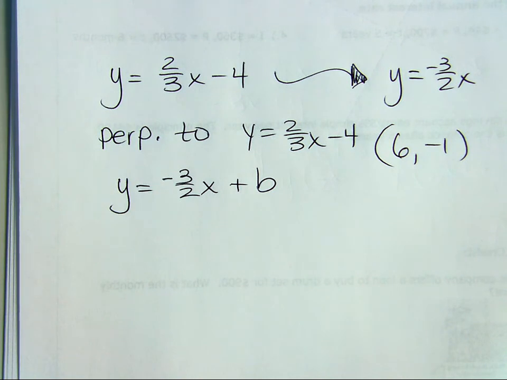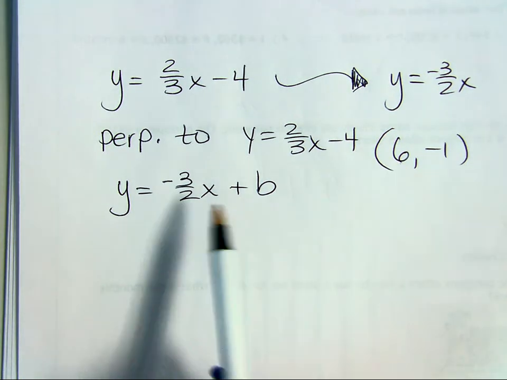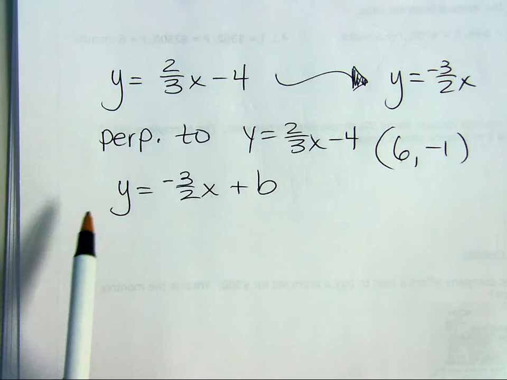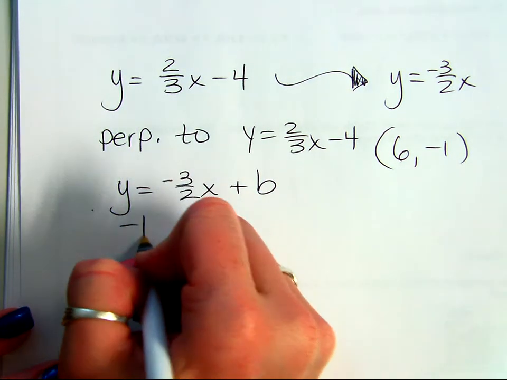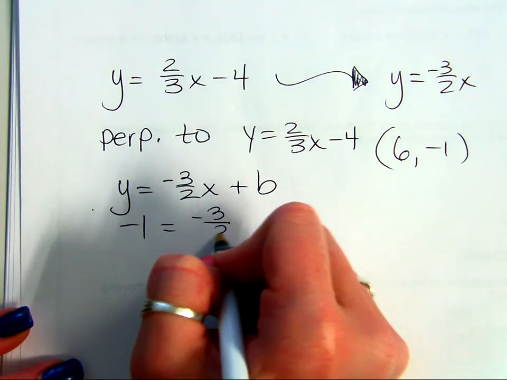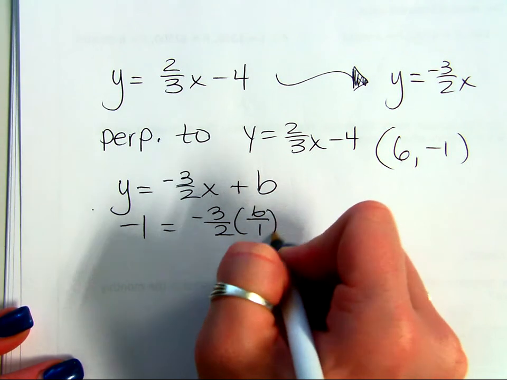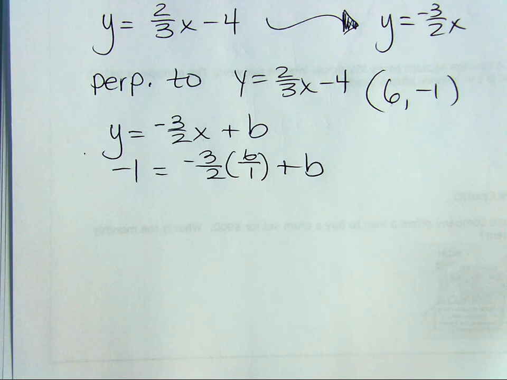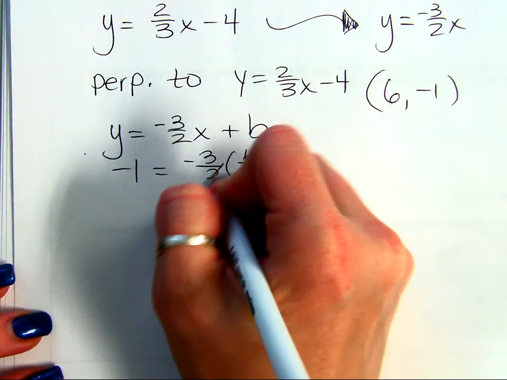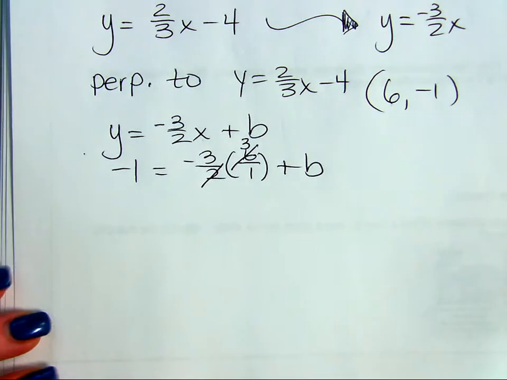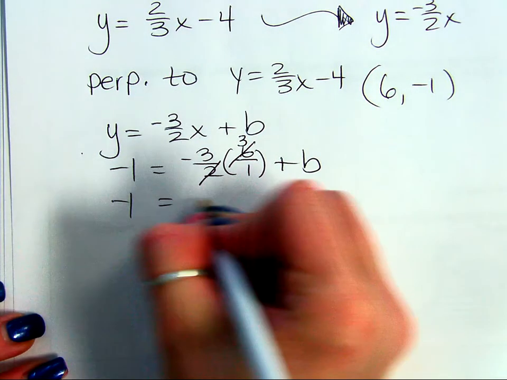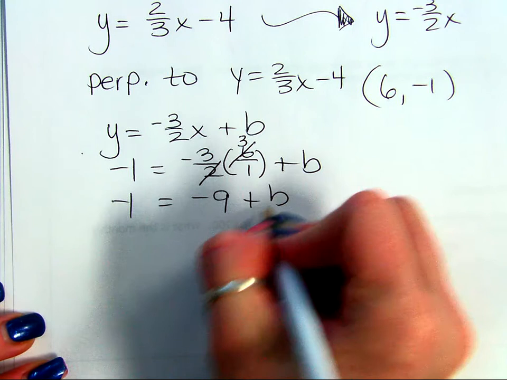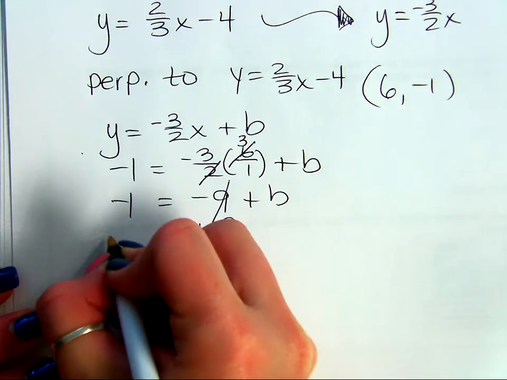Once you have it set up, then you know to put your x in for your x and your y in for your y. So y is negative 1. Get that order right. Negative 3 over 2 times 6 over 1. I'm going to put that 6 over 1 just because it makes it a little easier for me to see that I have to cross cancel. And this becomes 3. And this is negative 1 equals negative 9 plus b. Plus 9, plus 9. My new y-intercept is 8.